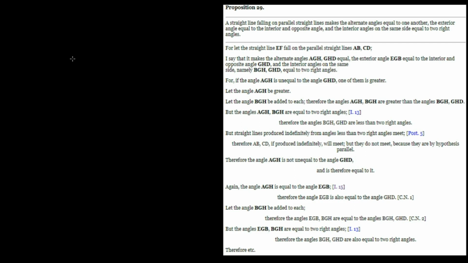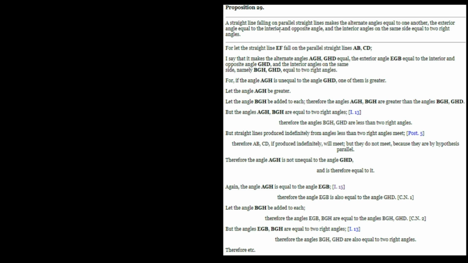In the previous couple propositions, we made inferences from the equality of, say, alternate angles, or two angles being together two right angles, to the fact that two lines are parallel. And in proposition 29, we're going to start from the fact that two lines are parallel and make inferences about angles. So let's check out the text.